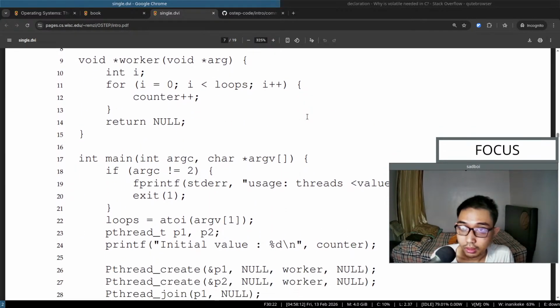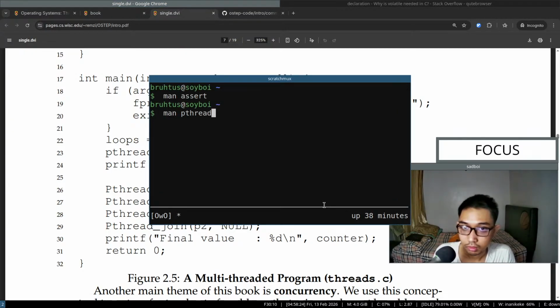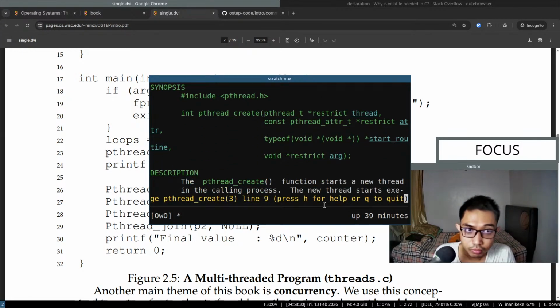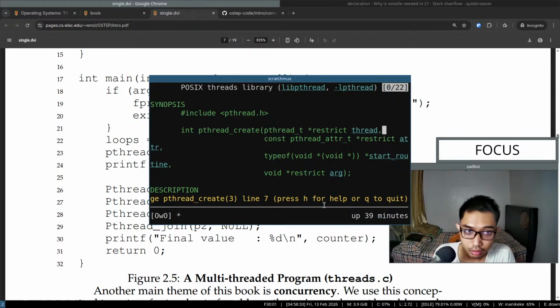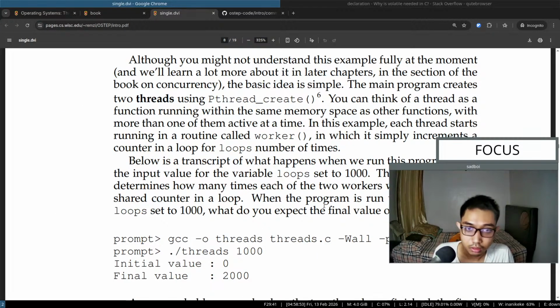Okay, let me check again this one, right? Wait. Okay. This one is the... Okay, attribute, maybe start routine. Okay.